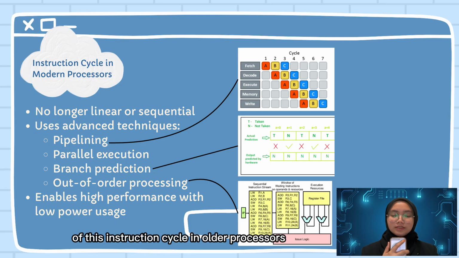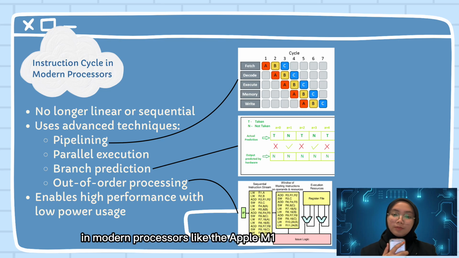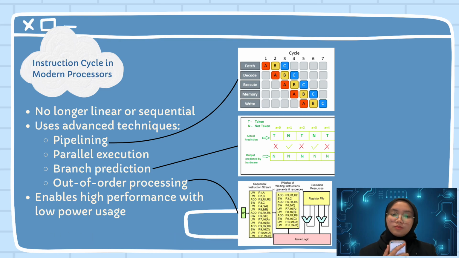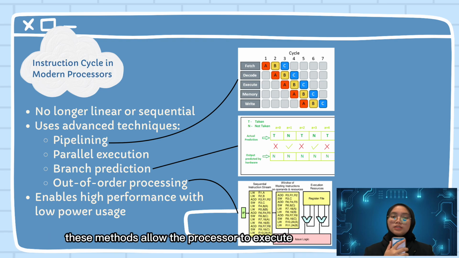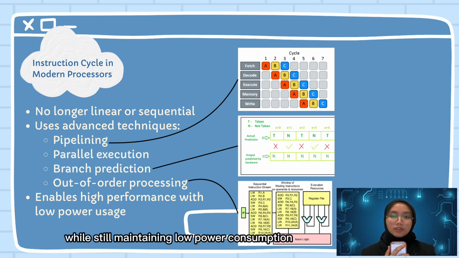In older processors, instructions were executed one at a time in a simple sequence. However, in modern processors like the Apple M1, the instruction cycle is much more advanced. The M1 uses techniques such as pipelining, parallel execution, branch prediction, speculation, and out-of-order execution. These methods allow the processor to execute billions of instructions per second while still maintaining low power consumption.